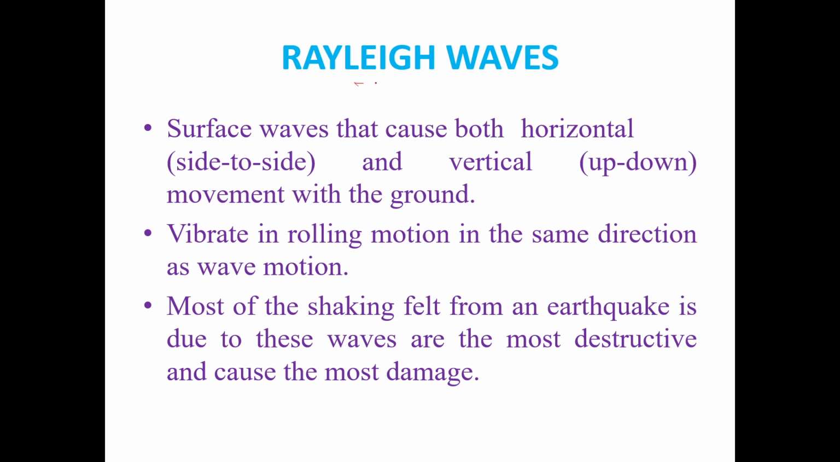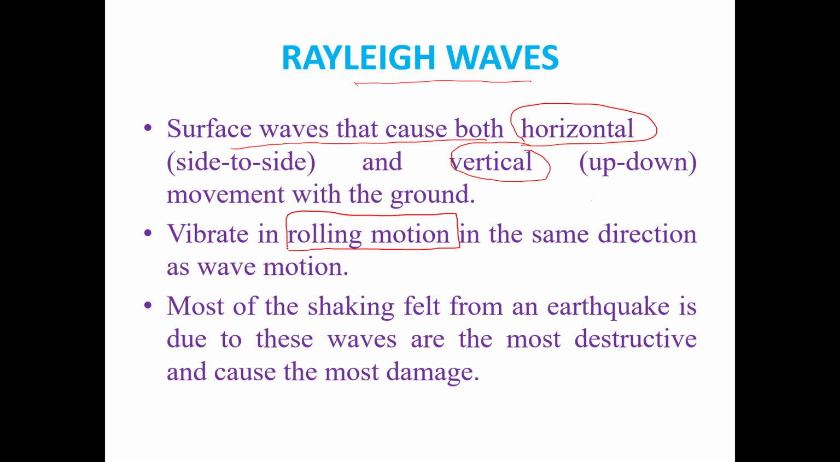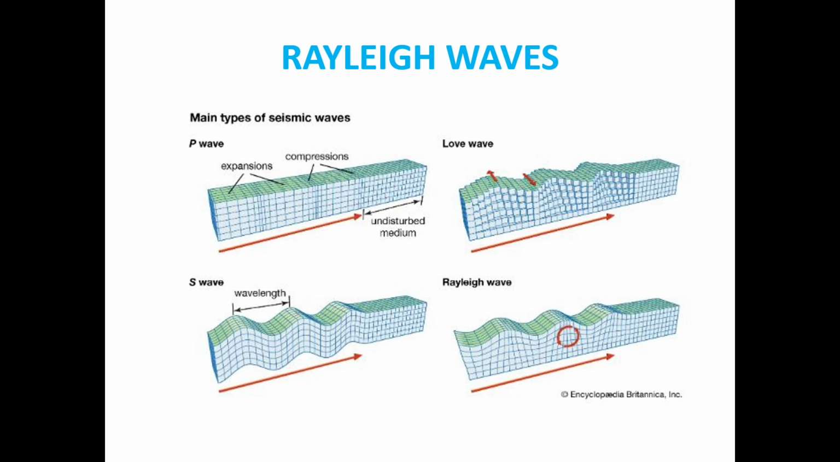Now if you talk about Rayleigh waves, we'll see the picture. Rayleigh waves and Love waves, how they move, in the next slide. So these surface waves cause both horizontal and vertical movement of the ground, meaning side by side as well as up and down. So we can say that the motion is a rolling motion. We can call it a rolling motion, and this is most destructive.